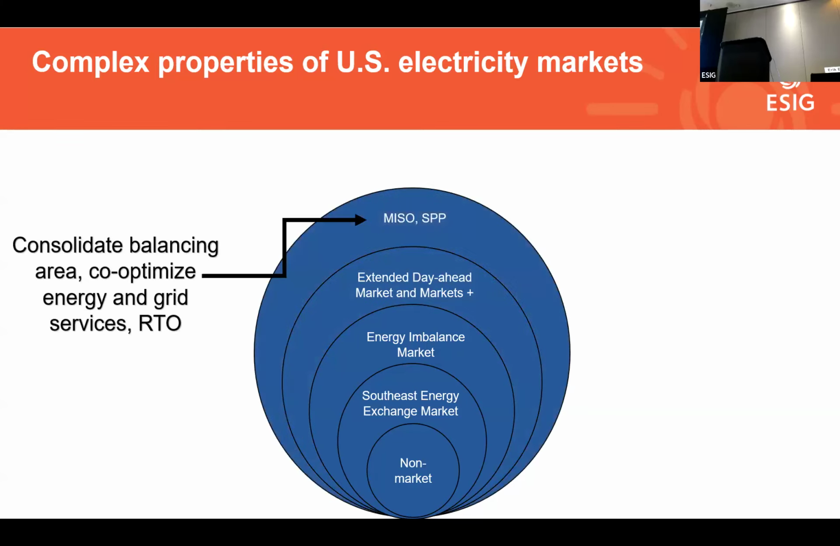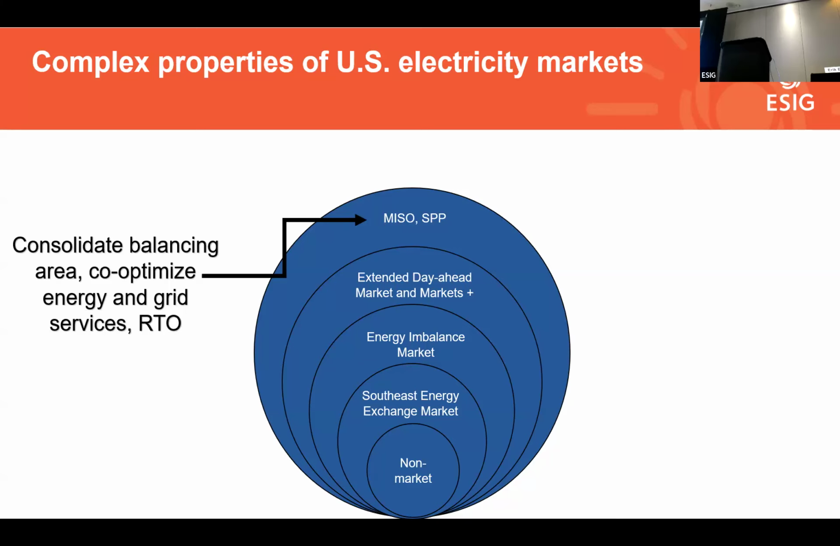So the next layer up would be an RTO, an ISO. So now we have a consolidated balancing area, balancing authority, so all of the balancing happening within one region. We have ancillary service markets, co-optimizing those with energy markets. We have a planning function that is part of the RTO and ISO responsibility. And all of those ISO functions that you hear of are what we've built up on top of that. And this is where I would say SPP, MISO, California ISO would fit.